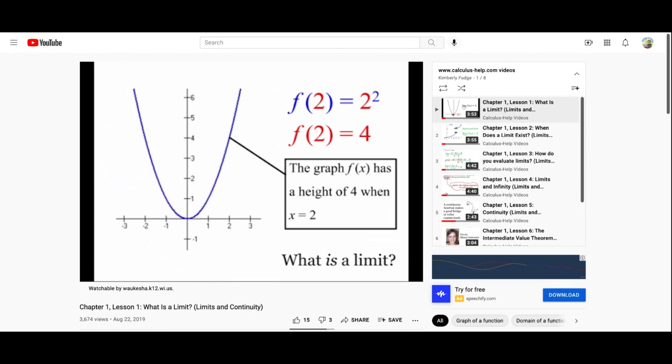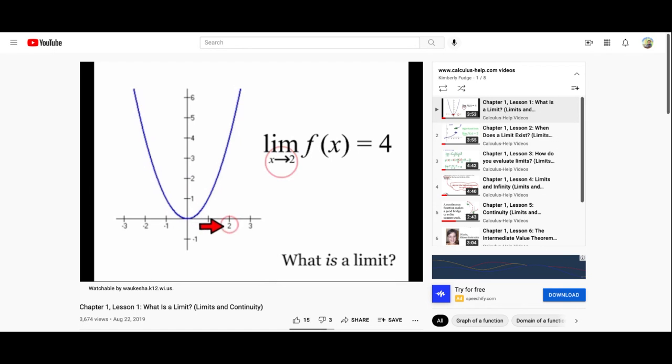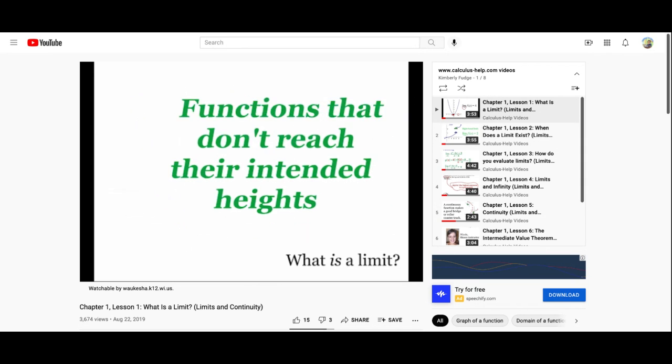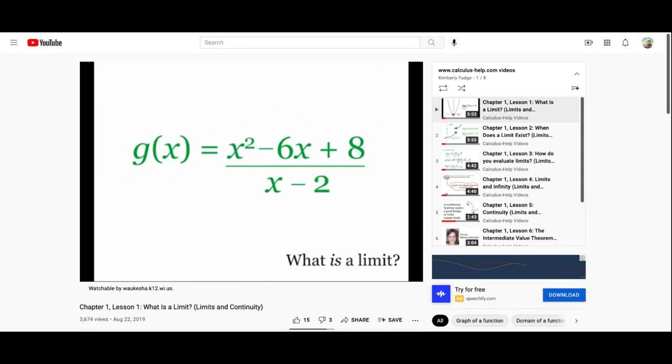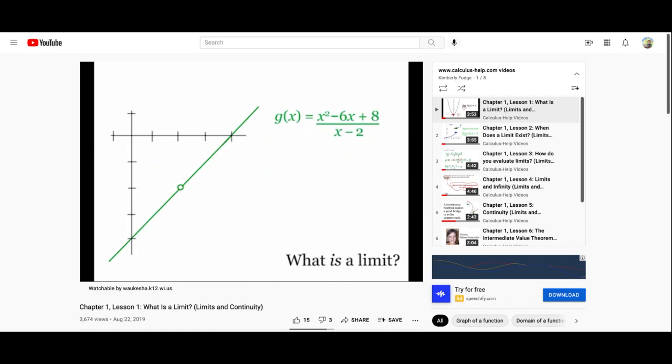Pretty simple. But now I can create my first very basic limit statement, and that is the limit as x approaches 2 of f of x equals 4. This just means that whenever I'm getting very close to the x value of 2, my function is getting very close to the height of 4. There's nothing really earth-shattering about what we just learned. But that changes when we examine functions that do not reach the heights they intend. Take, for example, this function. g of x equals the fraction x squared minus 6x plus 8 divided by the quantity x minus 2. Here's what the graph looks like.